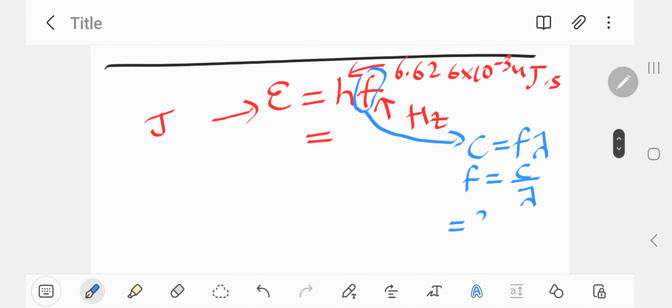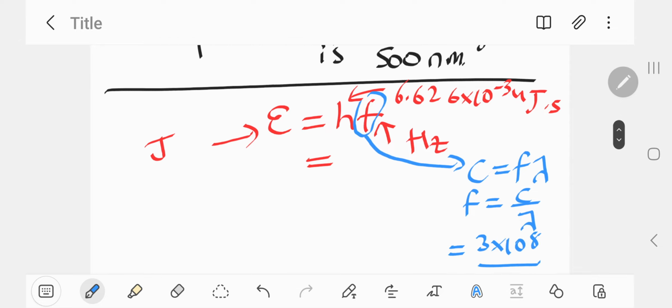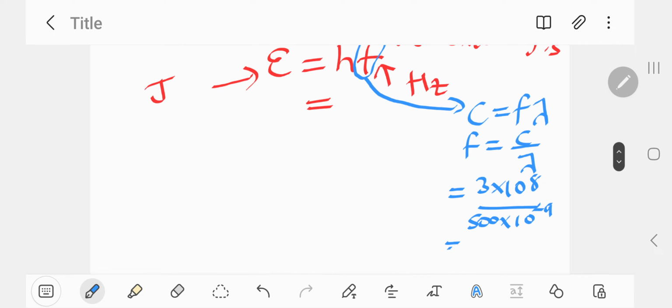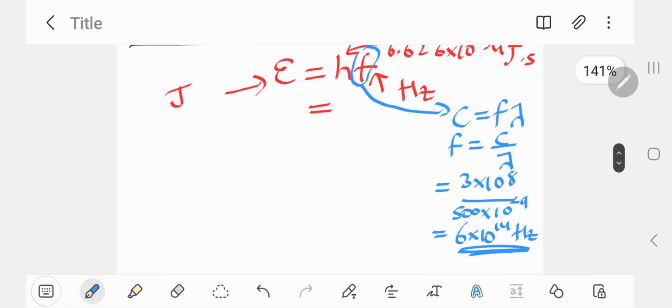c is the speed of light, so let's plug that in. 3 times 10 to the 8 divided by lambda, the wavelength. We have to be careful here. 500 nanometers. A nanometer is 10 to the minus 9 meters. So 500 times 10 to the minus 9, just to keep track of units. Punching that into your calculator, you would get an answer of 6 times 10 to the 14 hertz. So that's the frequency there. That's not the end of the story.